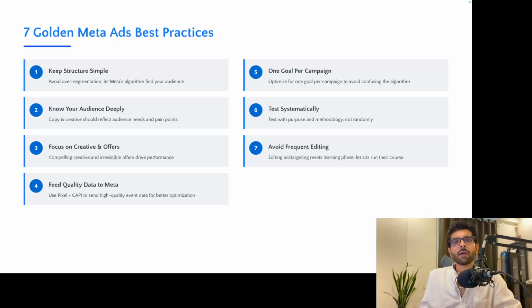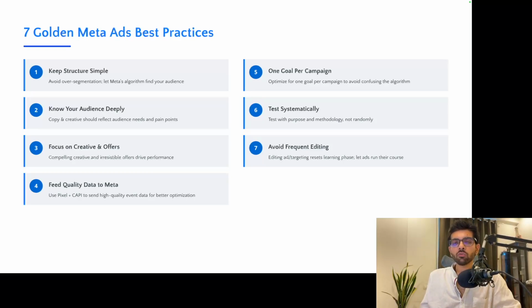Feed quality data back to Meta. Use your pixel, use your CAPI, and send high quality data. I am even experimenting with first party data tools that are available in the market for some of the clients that I'm working with, so that I can increase the quality of data also and improve my optimization goals. To give you an example, instead of just focusing on purchase, with these first party data tools, I can actually start optimizing on new customer purchases, right? That is like a game changer, right?